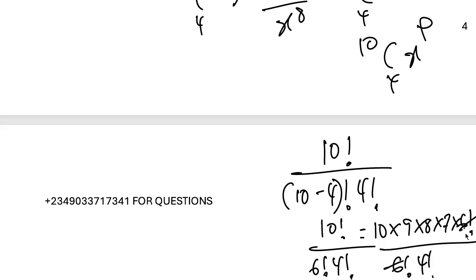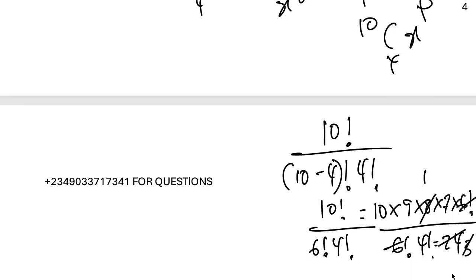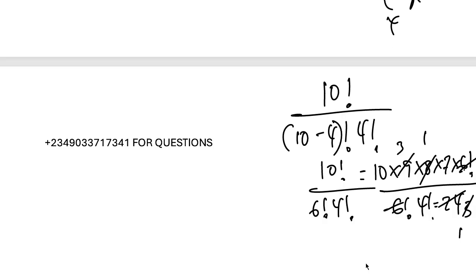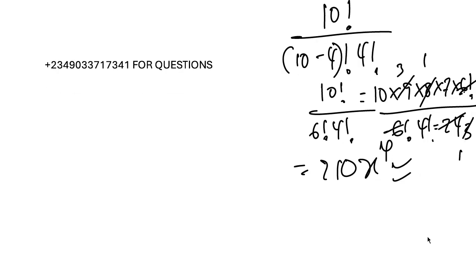This cancels this, right? And you know that 4 factorial is what? 24. 8 into itself, 1. 8 into 24, 3. This 3 into itself will give you what? 1. Divided by 9, that's 3. 7 times 3 is what? 21 times 10. That is what? 210. So your final answer can also be 210 x to the power what? 4. And that is the fifth term of the expansion.